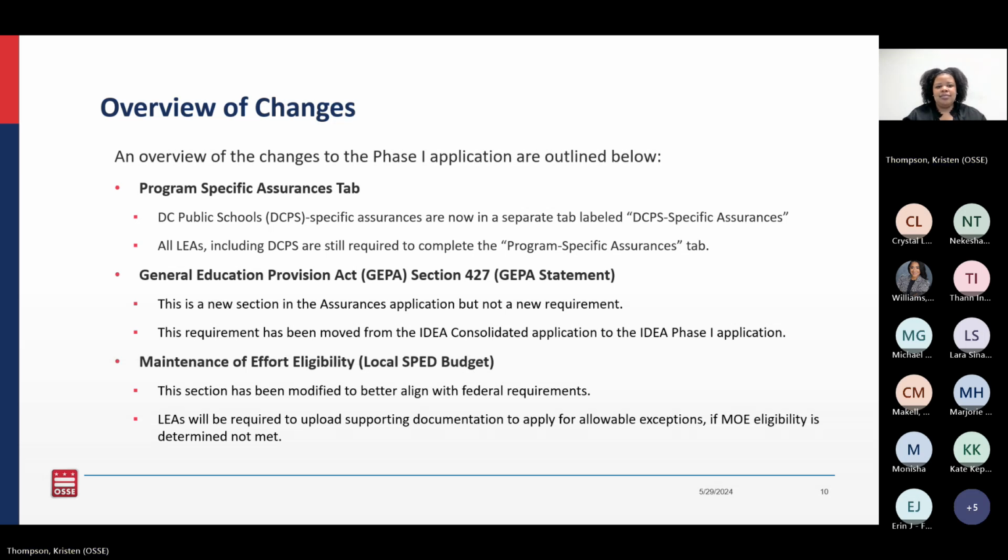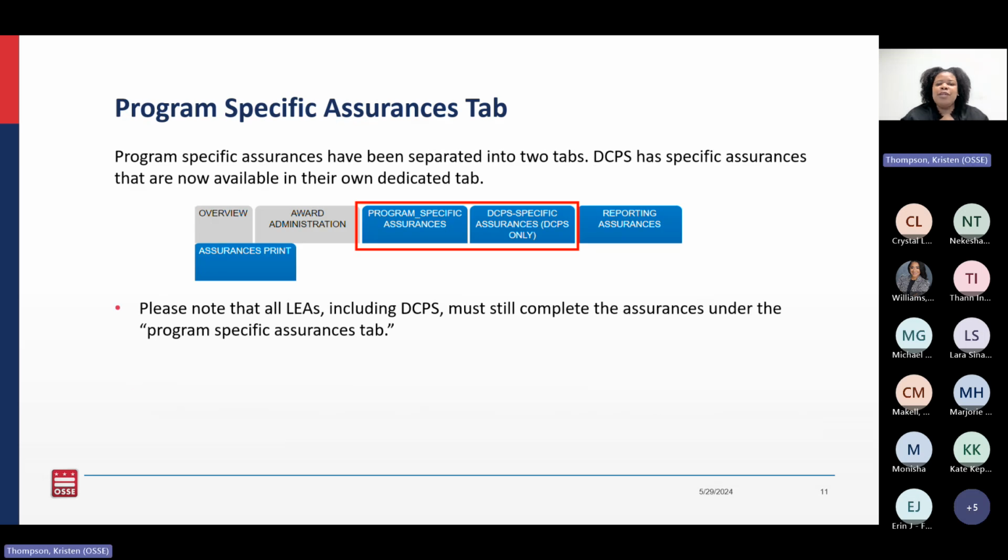Program-specific assurances. So the program-specific assurances tab has been separated into two tabs. DCPS has specific assurances, and now they have their own separate dedicated tab, as you can see in this screenshot from EGMS. But please note that all LEAs, including DCPS, must still complete the assurances under the program-specific assurances tab.